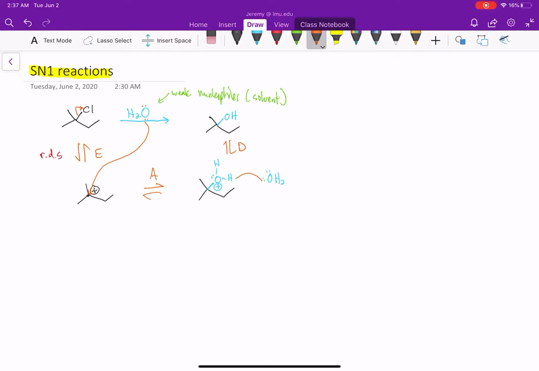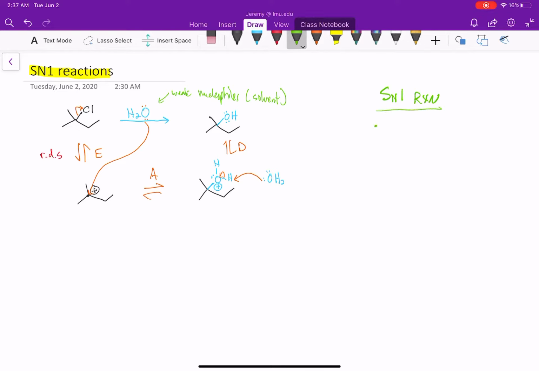Our water can come in, steal that H. These two electrons can form the lone pair on that O. So that O now has two bonds and two lone pairs and is neutral. So this is the mechanism for the SN1 reaction. So let's take a few notes about the SN1 reaction.